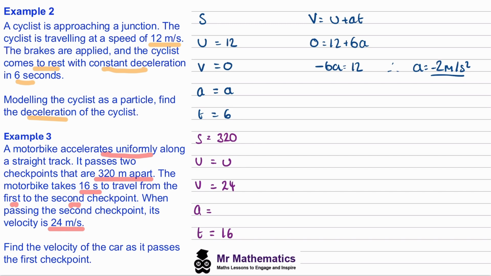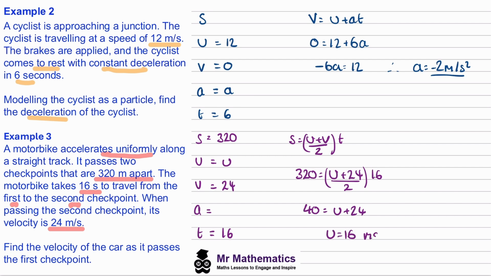So because we have displacement, we're going to use S will equal u plus v over 2 multiplied by the time. We'll substitute in our values. 320 will equal u plus v over 2 multiplied by the 16. We can simplify the right hand side. 16 divided by 2 is 8, and then we can divide the 320 by 8. So we'll get 40 will equal u plus 24. So u will equal 16 meters per second.